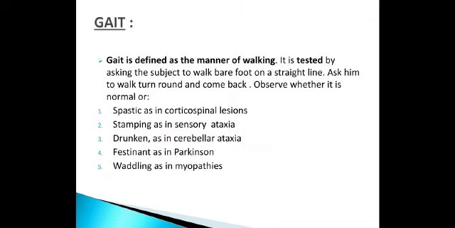So what is gait? Gait is a manner of walking. It is tested by asking the subject to walk barefoot on a straight line. Ask him to walk, turn around and come back, and observe. The subject is asked to walk away from the examiner, turn around at a given point and then come towards him again. The subject walks in a straight line with coordinated swinging of the arms. The inference is that coordination of movement is normal.